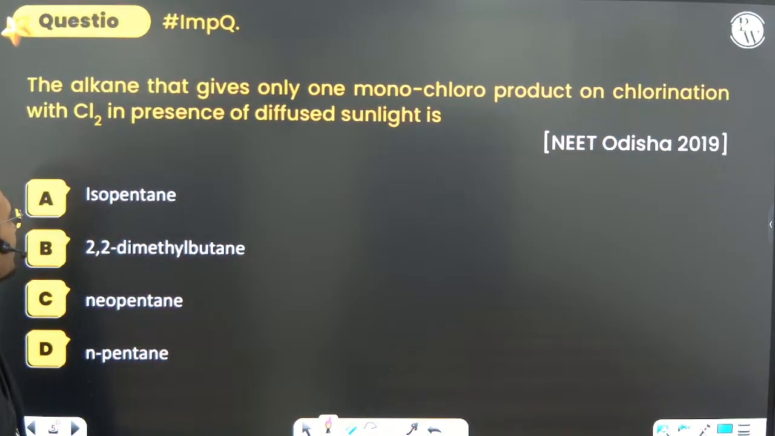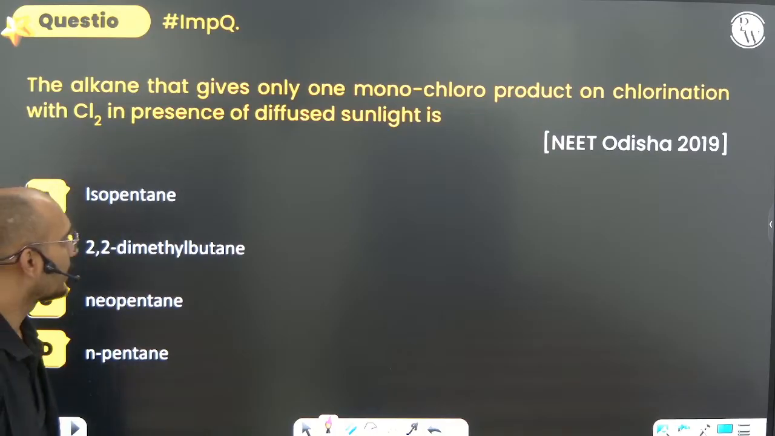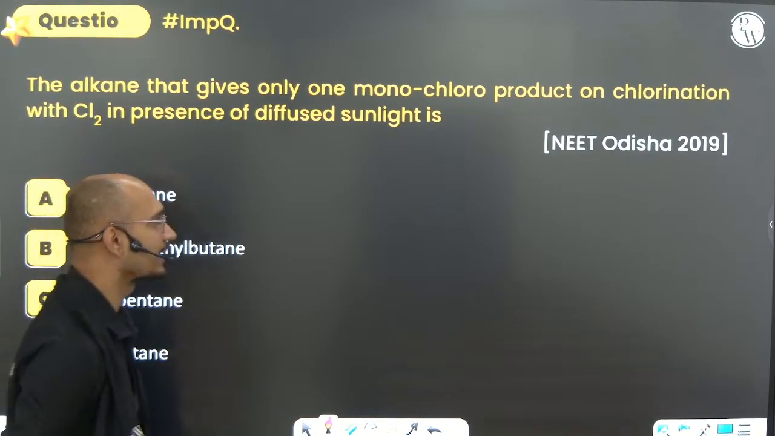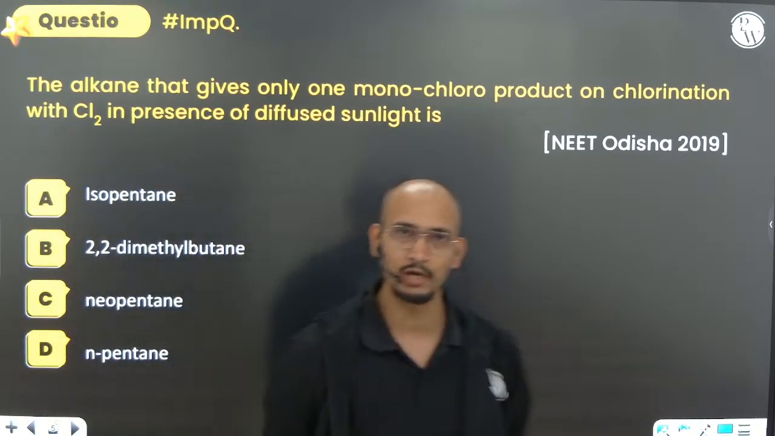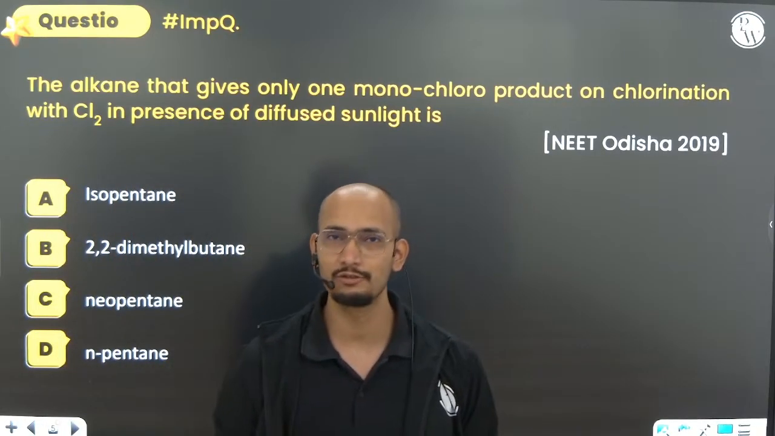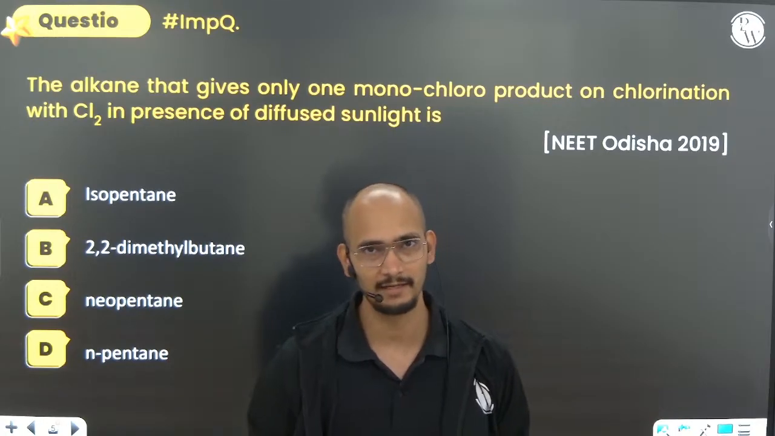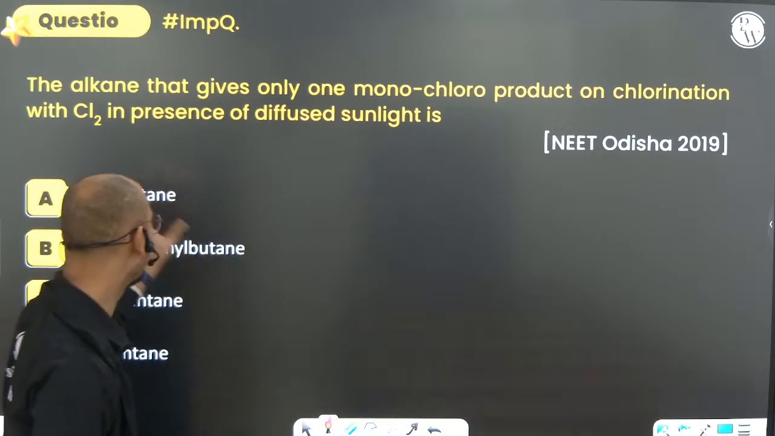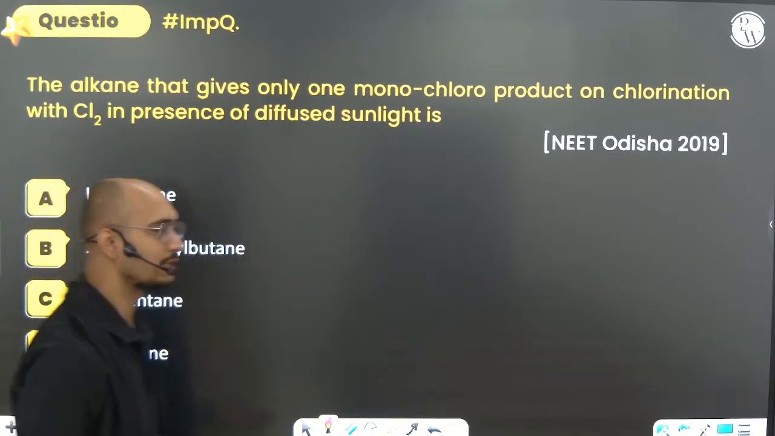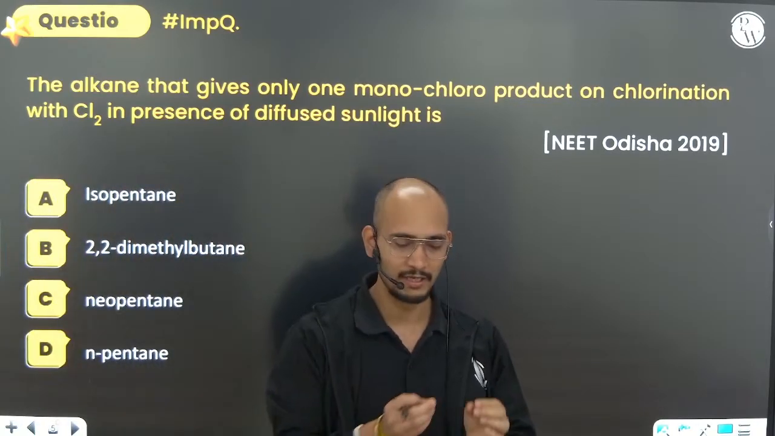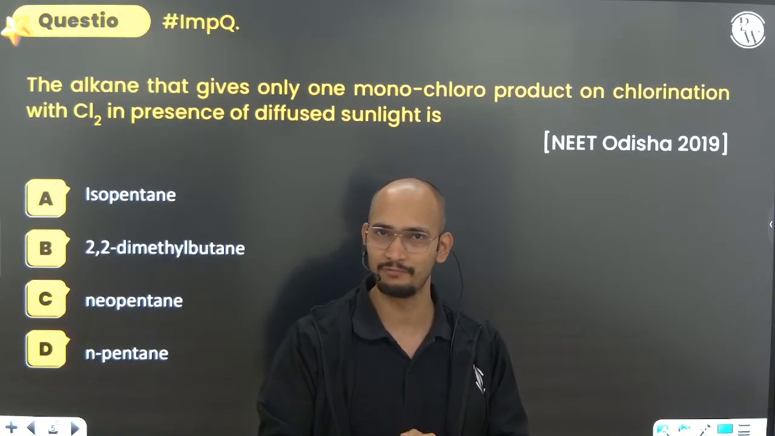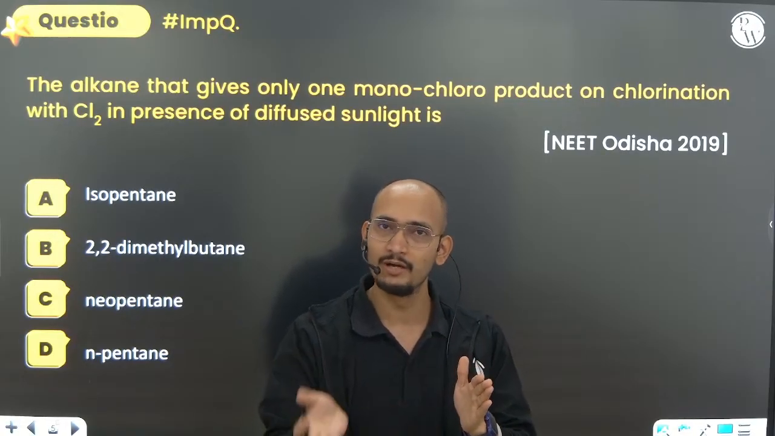Next, the alkane that gives only one monochloro product on chlorination with chlorine in the presence of diffuse sunlight. So basically you have to understand whenever you are doing the halogenation of alkanes, you need sunlight. Now here you are doing chlorination. Now isopentane. In halogenation, of course, you have to know that the CH bond will be broken and the CX bond will be formed. So break the H, attach the Cl.